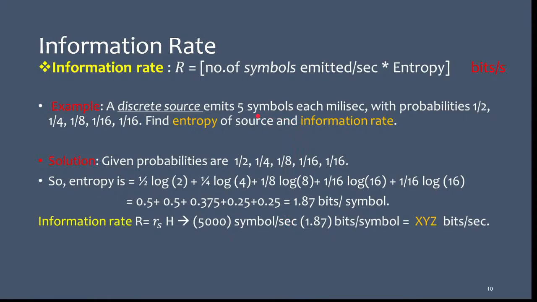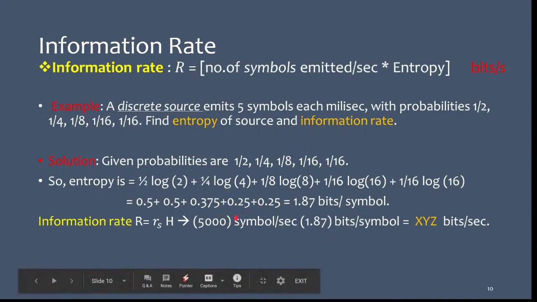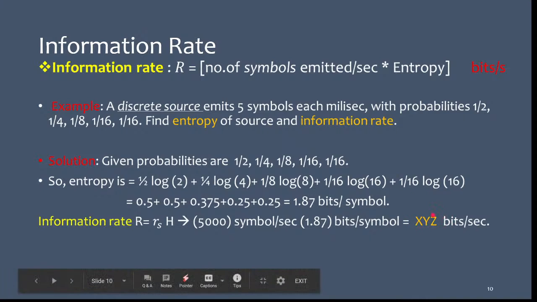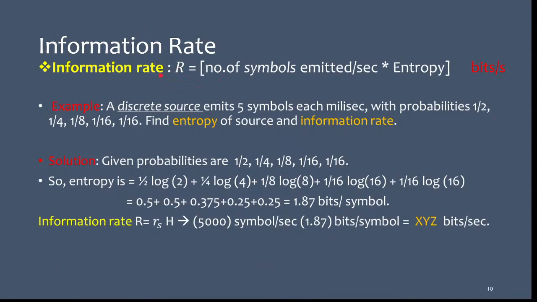So if 5 symbols in 1 millisecond, then how many symbols in a second? You just need to confirm that value and multiply it by the entropy here. Entropy is 1.87 bits per symbol. So when you multiply, you get a number here. So that many bits per second will be the information rate of the source. Okay, so an important point here is this equation, how to find the information rate.